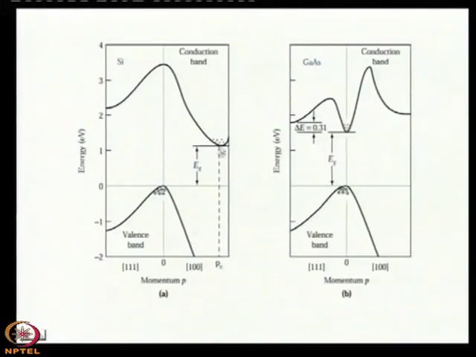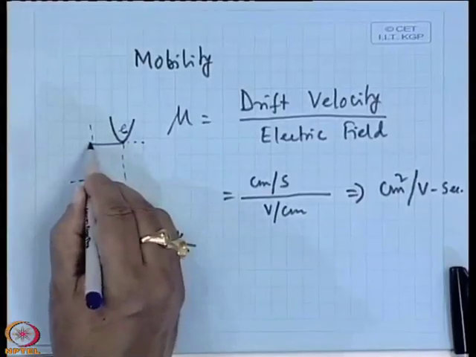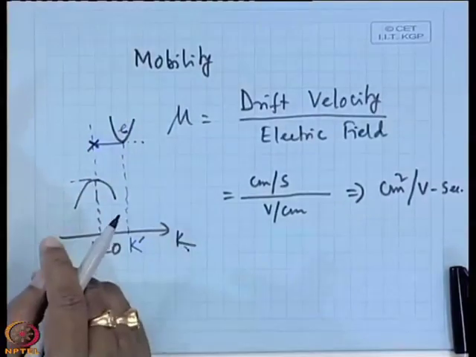In the case of silicon, momentum conservation is required because they are in different momentum space. So, first this electron here will come to this point. But how will they come to that point?